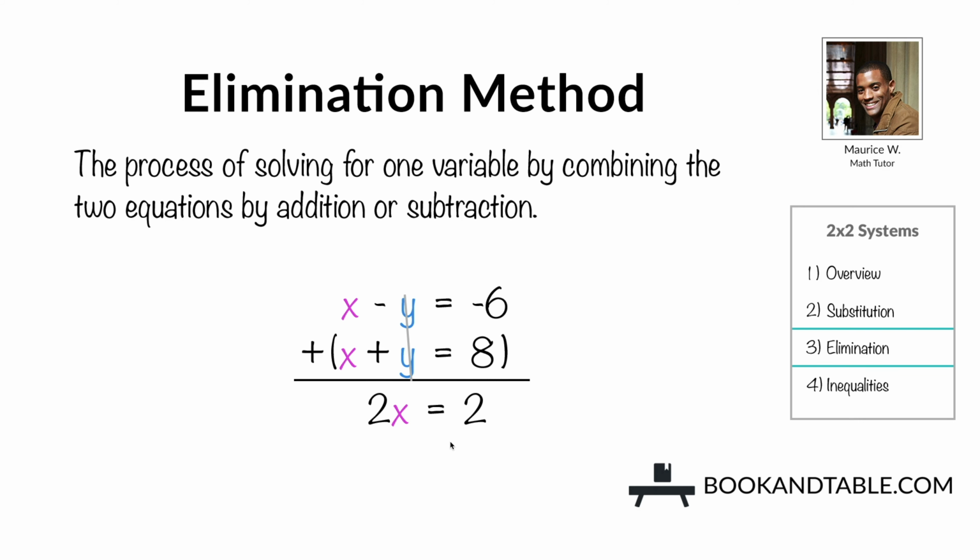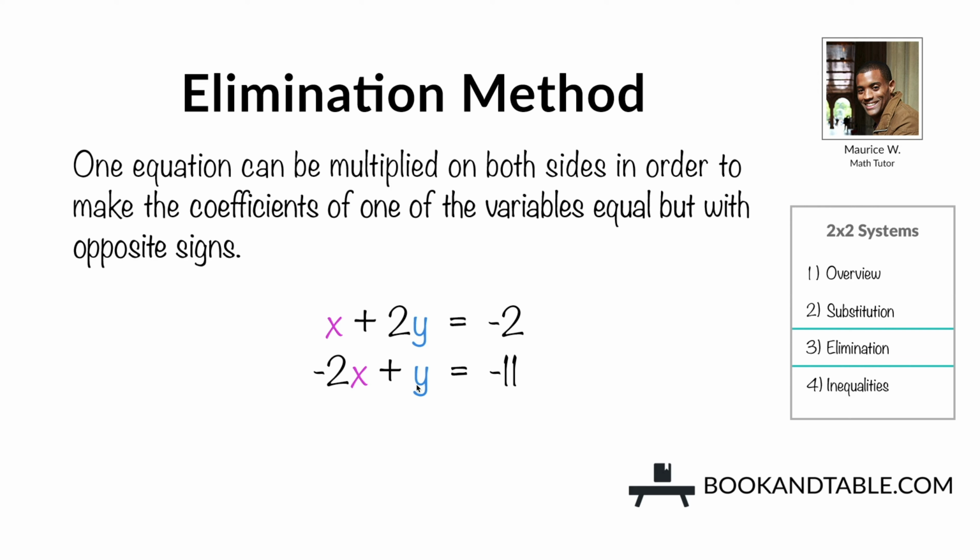Now, one thing to note, you can be given a 2 by 2 system in which the coefficients of your variables are different in the two equations. So how would you use the elimination method here? Since adding or subtracting the two equations as they are written will not actually get rid of either variable. In this case, one equation can be multiplied on both sides in order to make the coefficients of one of the variables equal but with opposite signs.